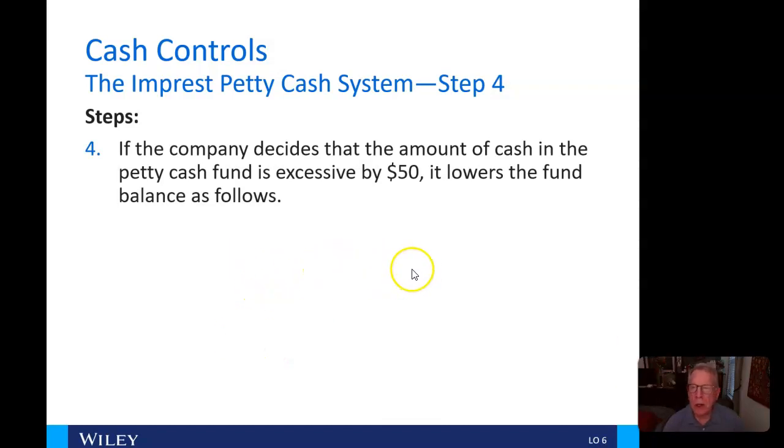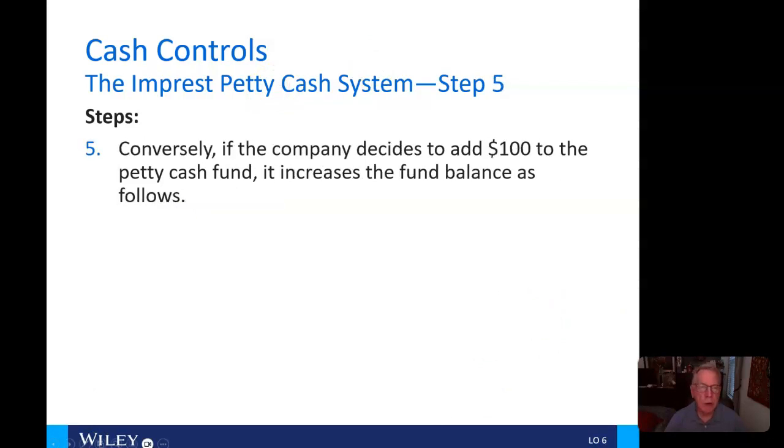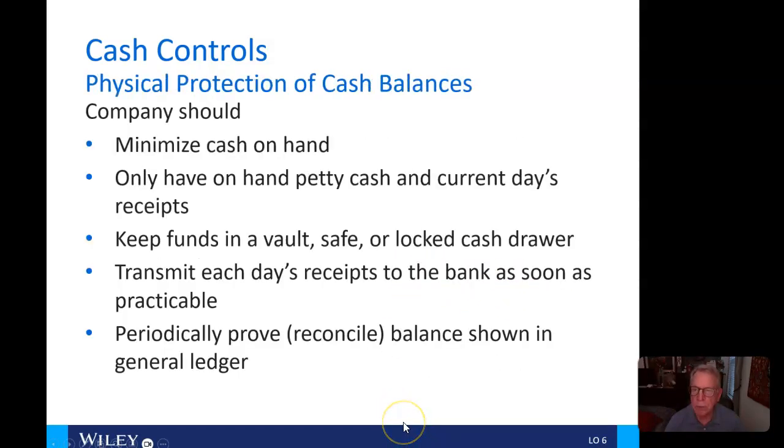One last point on petty cash. We're only going to use the petty cash general ledger account when we establish the fund or lower it or raise it or, for that matter, eliminate it. Otherwise, we're going to replenish it from our checking account. Conversely, if we decided to add the $100, we're going to increase the fund balance. We're going to take that out of our checking account and put it into the petty cash fund to increase it.